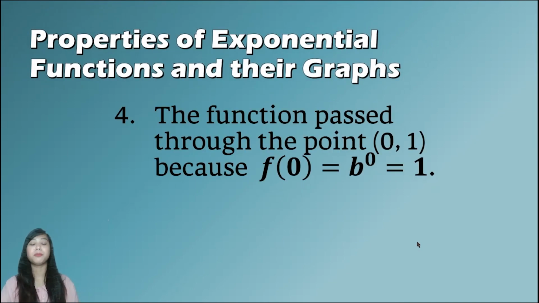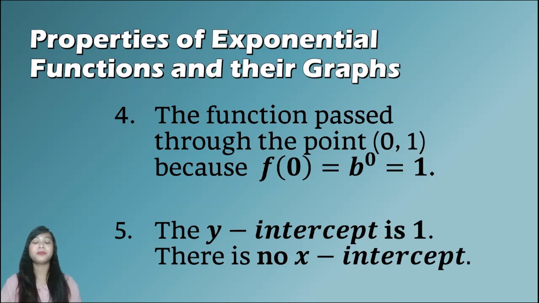And we have the fourth property. The function passes through the point (0, 1). Again, because if we substitute your x as 0, we have an exponent 0 that is always equal to 1. So your function should pass through the point (0, 1). Fifth property, we have the y-intercept that is equal to 1, and we have no x-intercept. Always remember that.